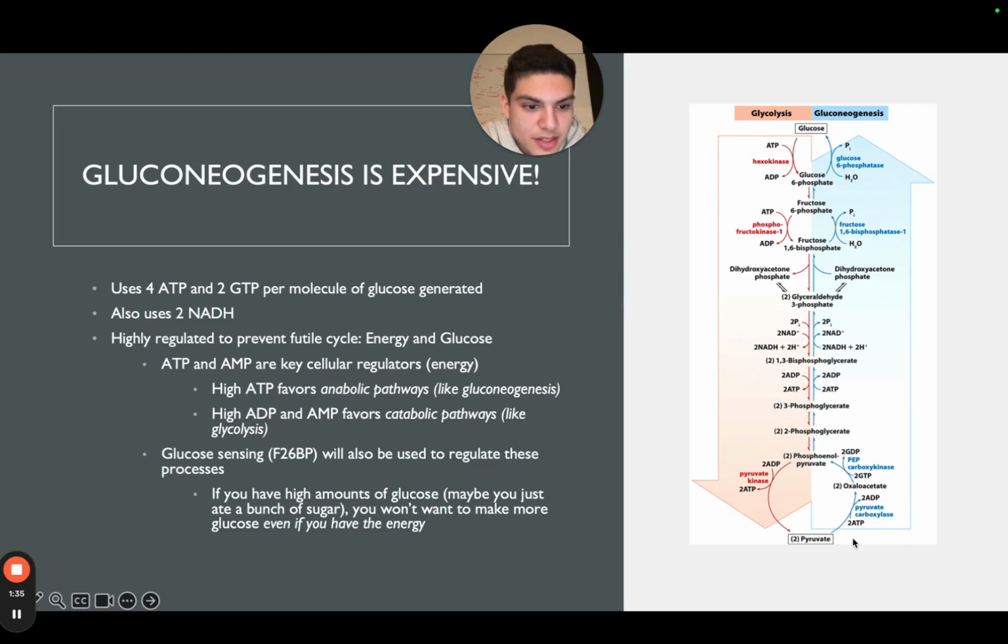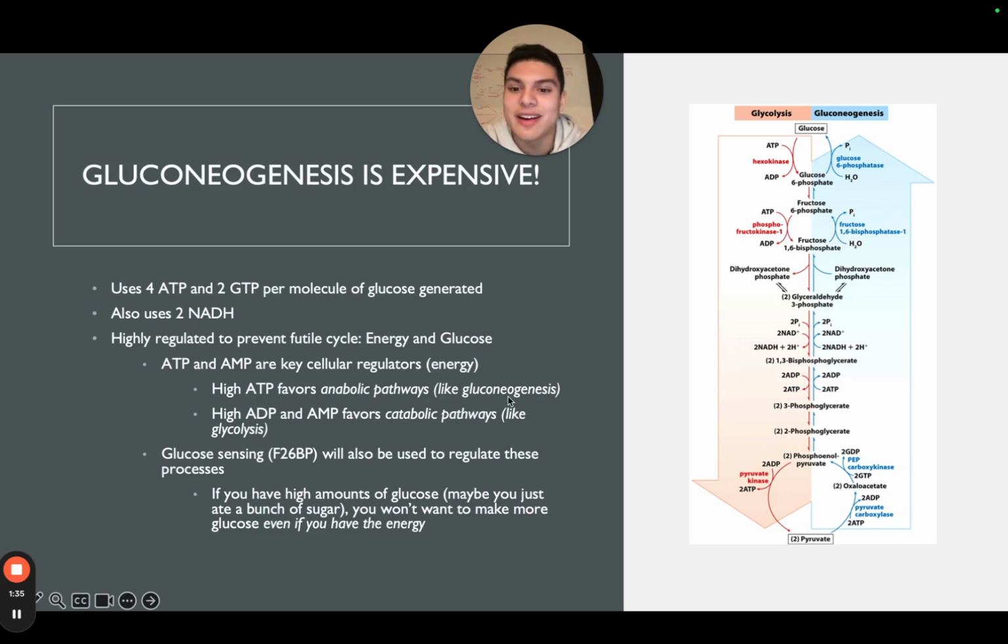Essentially right here, for the 2 pyruvates that we have to form our 1 glucose, we have to take 2 ATPs here and 2 ATPs here. So that's the 4, and then our 2 GTPs are right here. And then we also have to use 2 NADHs for the glyceraldehyde 3-phosphate dehydrogenase. And from there, we end up forming a glucose. It's highly regulated to prevent a futile cycle. Again, it's very expensive, so we need to have this extremely regulated.